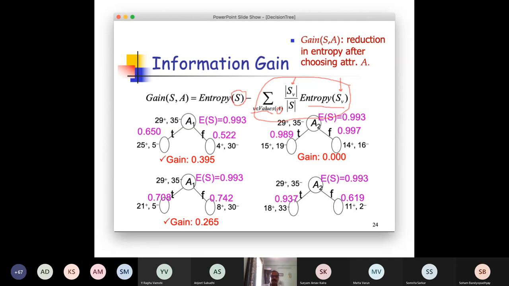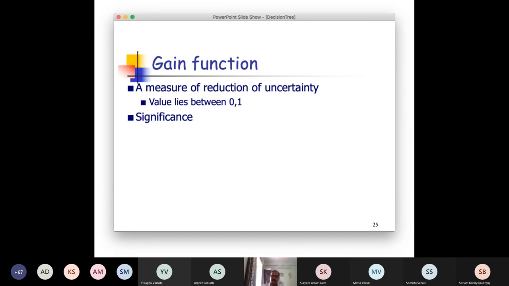The information gain is not shown here, only the attributes are shown. The entropy of the particular partition is shown here. So the information gain again is highest in A1, so A1 is selected. Now let us look at certain mathematical properties of this gain function, which is the difference of these two entropies I mentioned.